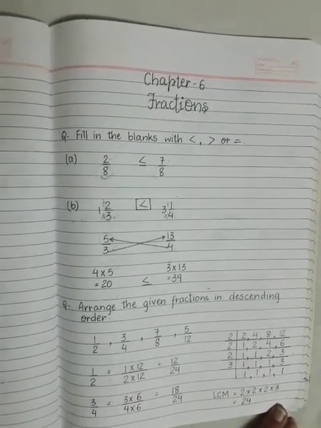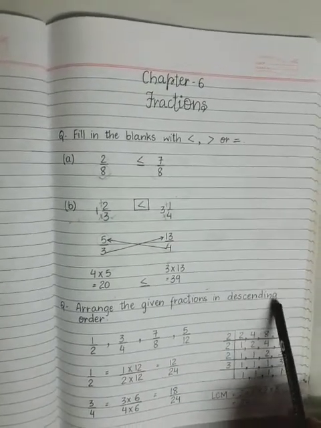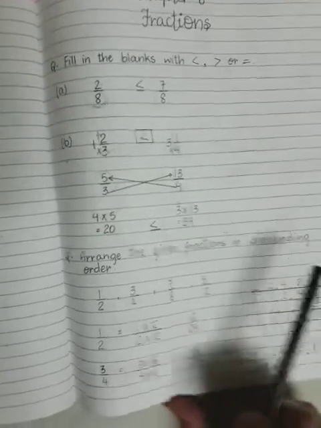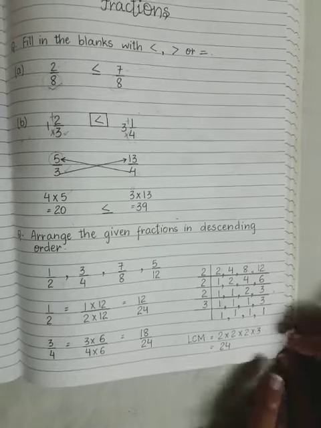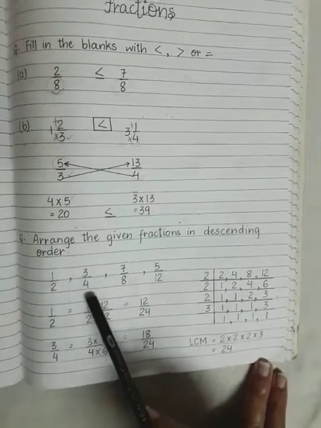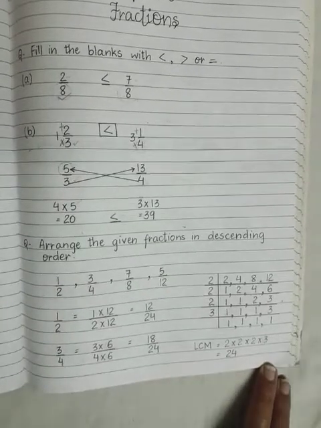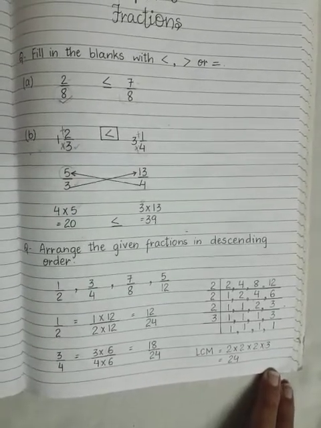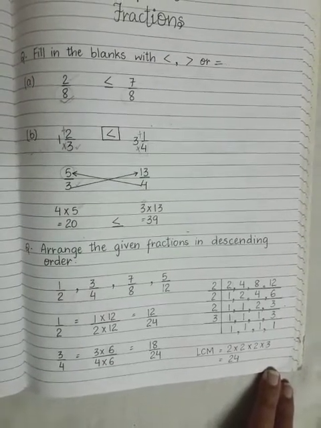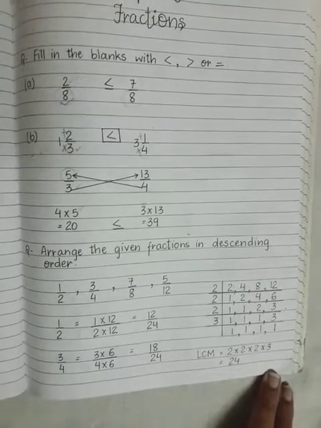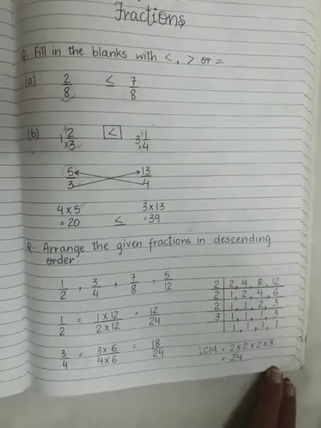Now, we come to the next question, which is arrange the fractions in descending order. 1 upon 2, 3 upon 4, 7 upon 8 and 5 upon 12. So, these are the 4 fractions that we have to arrange in descending order. Descending order means bigger to smaller. Now, children, see, all these fractions have different denominators. The denominators are all different, right?